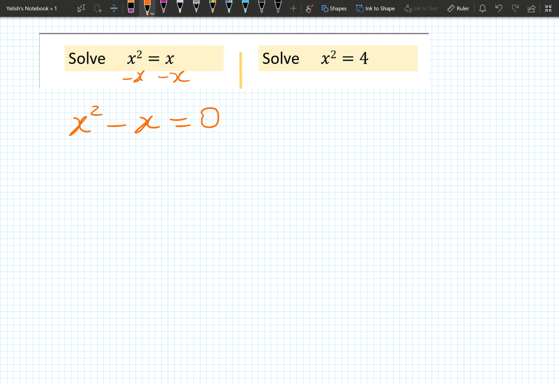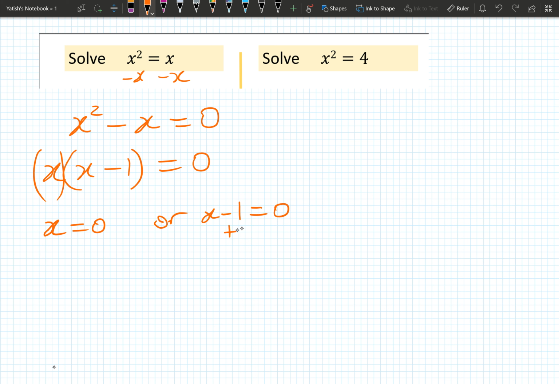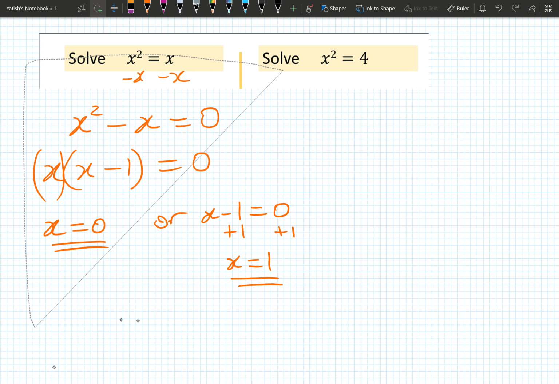What can I take out? Well, in this case, I can just factorize x out. So x times x minus 1 equals 0. Now, essentially, there is a bracket around the x there. So either x equals 0 or x minus 1 equals 0. Now, you can just add 1 to both sides to get x is equal to 1. So your two solutions are x equals 0 or x equals 1. Now, the question on the right is a little bit trickier. So we'll have a go with that now.